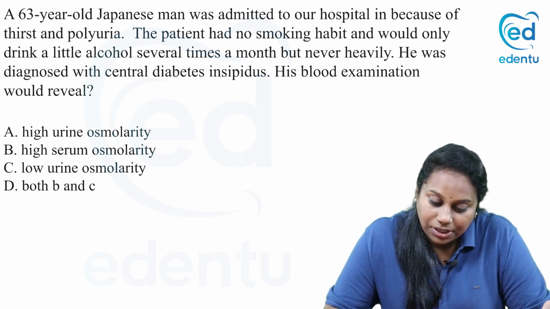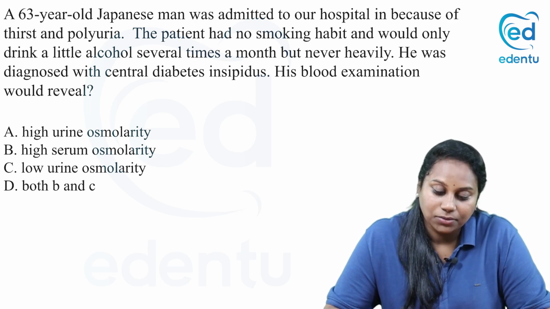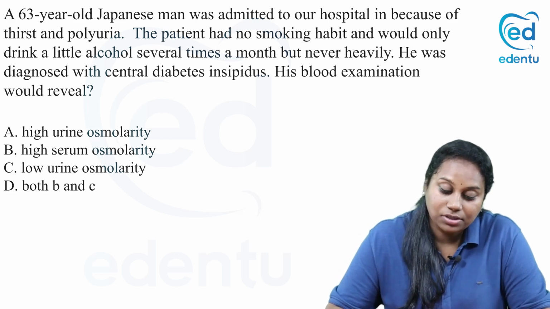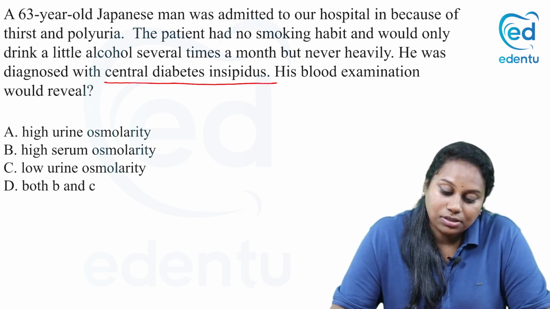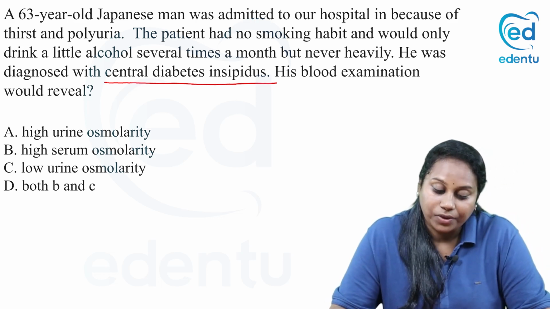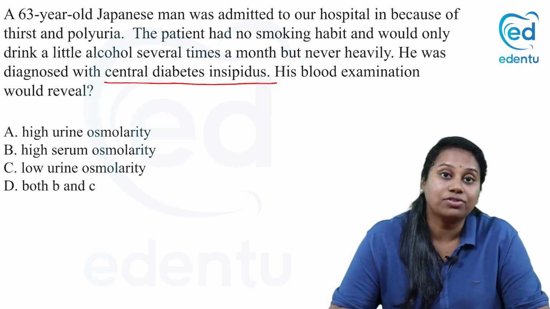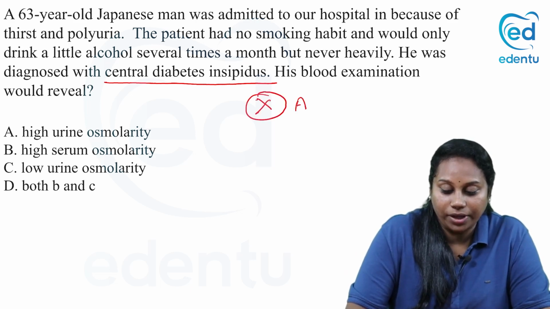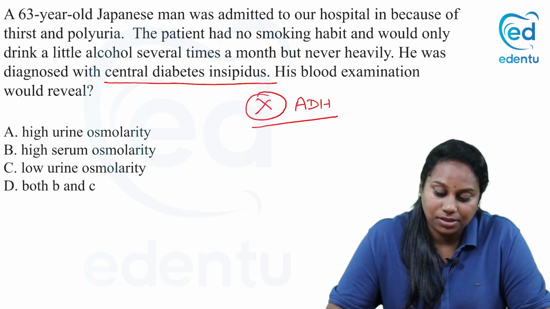A 63-year-old Japanese man was admitted to a hospital because of thirst and polyuria. Patient had no smoking habit and would only drink little alcohol several times a month, but never heavily. He was diagnosed with central diabetes insipidus. What is his blood examination? Okay, what is central diabetes insipidus? Diabetes insipidus, whether central or nephrogenic, means the problem is with ADH. There is no ADH. This is the problem in diabetes insipidus.